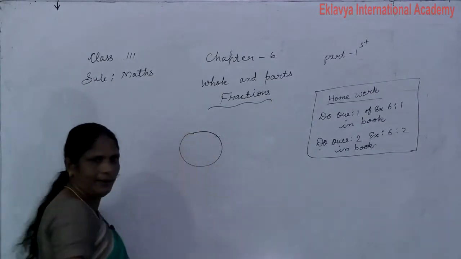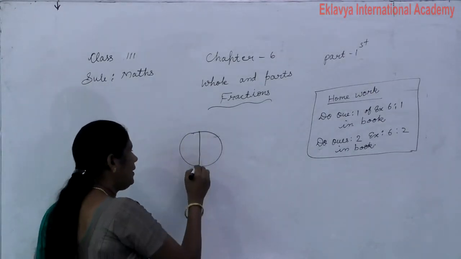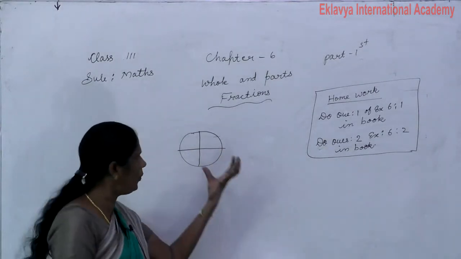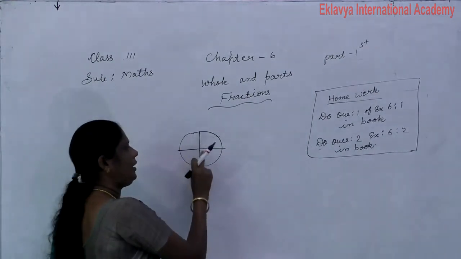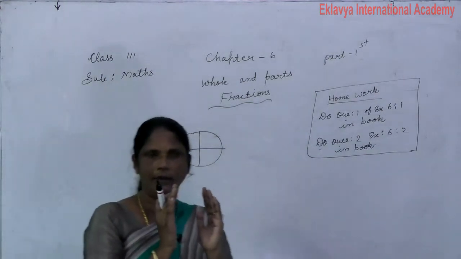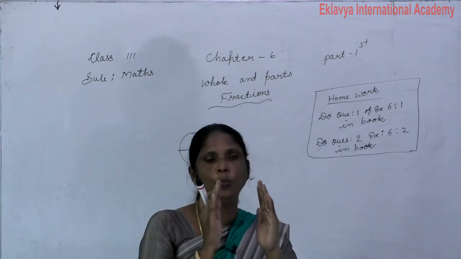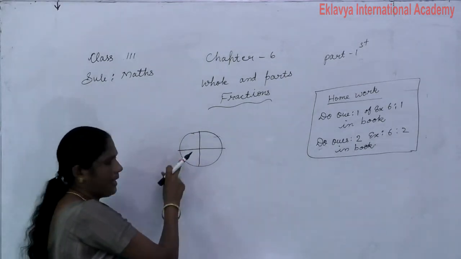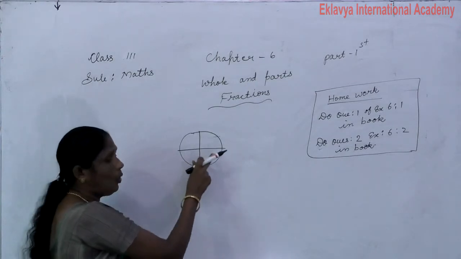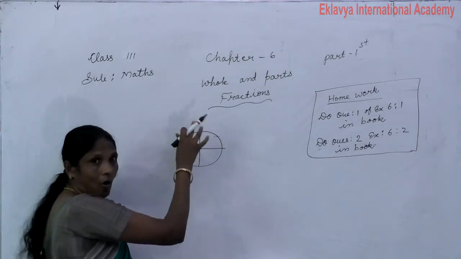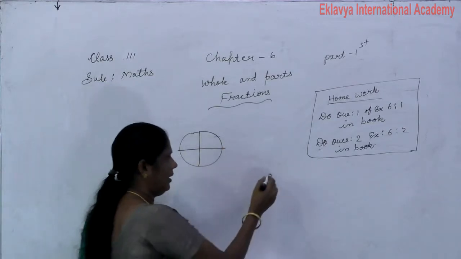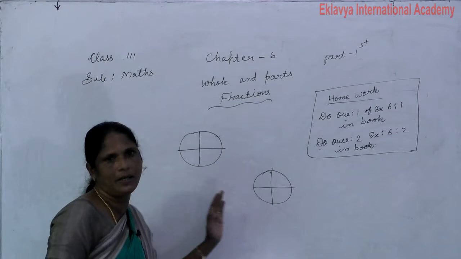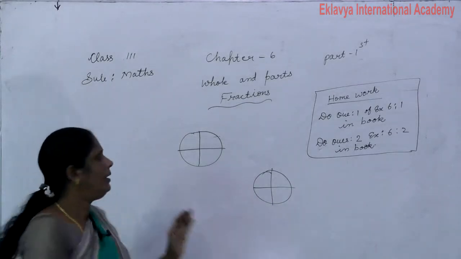This is a circle. Then I divided it into 4 parts. How many parts did I divide it into? 4. 1, 2, 3, 4. This is the 1 whole. Then I divided it into 4 parts. These 4 parts are called a fraction, a part or parts of a whole. That is a whole circle, then I divided it into 4 parts. This is the fraction.